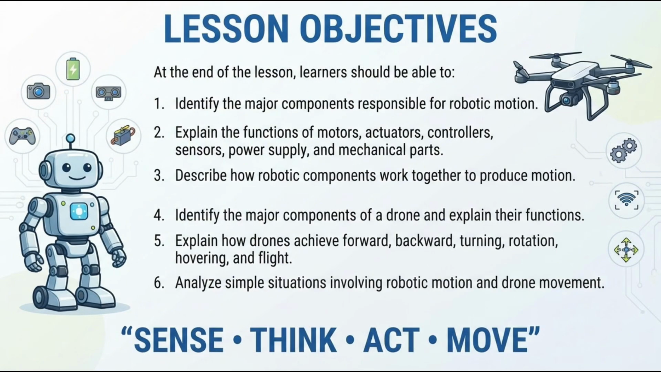Identify the major components responsible for robotic motion. 2. Explain the functions of motors, actuators, controllers, sensors, power supplies, and mechanical parts. 3. Describe how these components work together to produce different types of motion. 4. Identify the major components of a drone and explain their functions. 5. Explain how drones achieve forward, backward, turning, rotation, hovering, and flight. 6. Analyze simple situations involving robotic motion and drone movement. Are you ready? Let's get started.